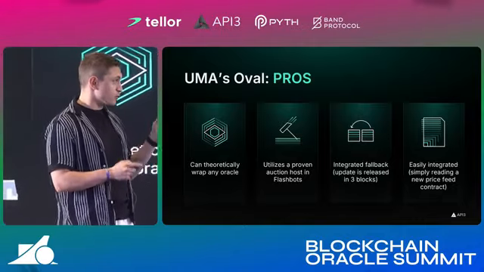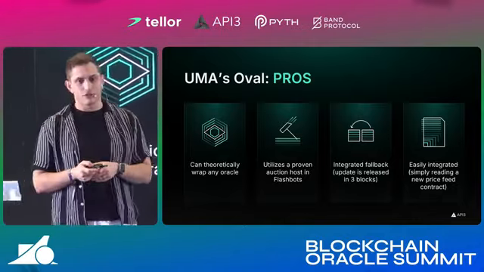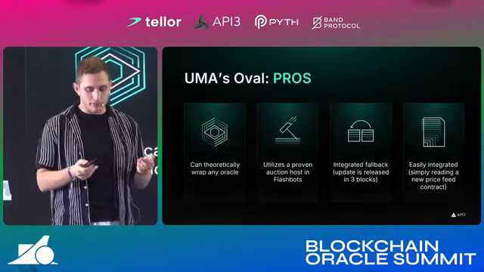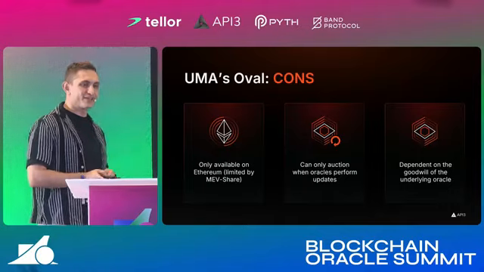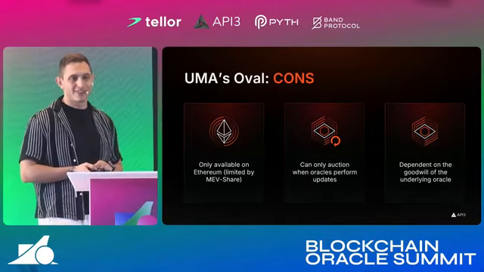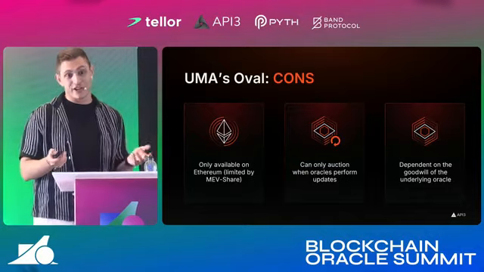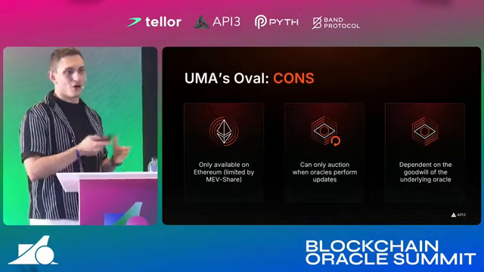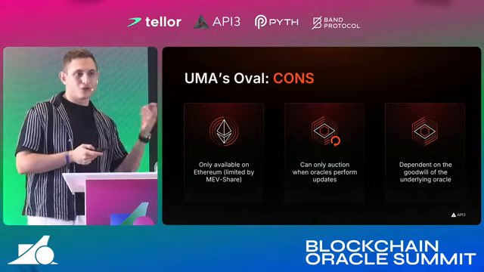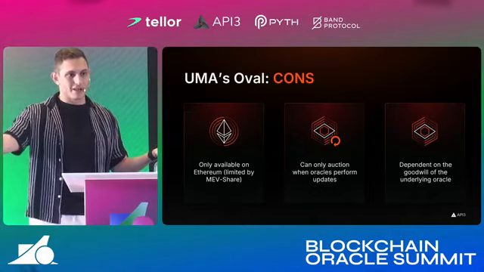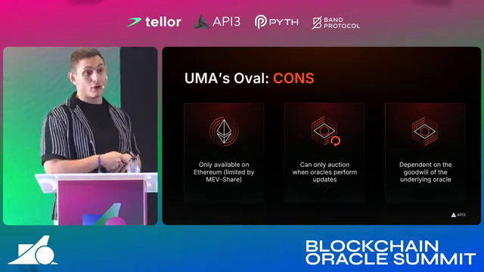And also, not to forget about this one, it's very easily integrated. You just read a different price feed contract. So the cons. MEV share is only available on Ethereum mainnet, hence OVL is currently only available on Ethereum mainnet. That limits the potential quite drastically of what you can do. If you have a protocol and the protocol is multi-chain, what you do on mainnet you cannot replicate somewhere else with OVL. You can also only auction off when the Oracle actually updates.